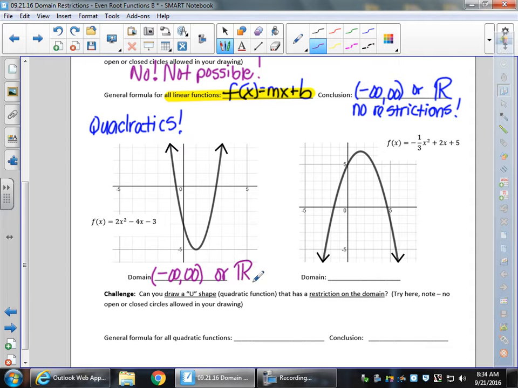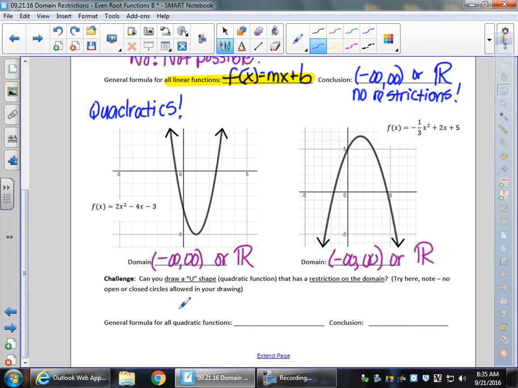Now this one's opening down. Maybe that changes things. Let's see. I come in from the left, still negative infinity. And I come in from the right, still infinity. Or also this is called, 3 words, all real numbers. Challenge number 2. Can you draw a U-shape, these quadratics, that has a restriction on the domain?